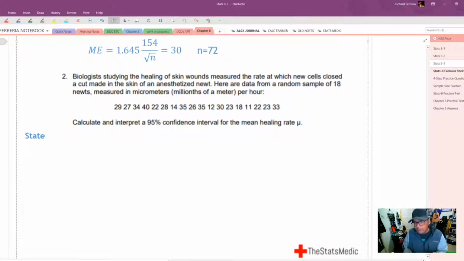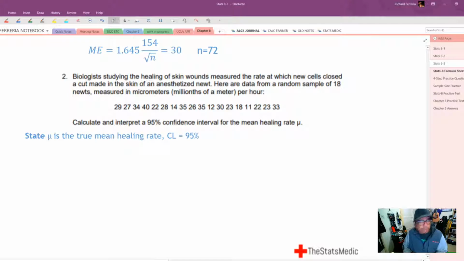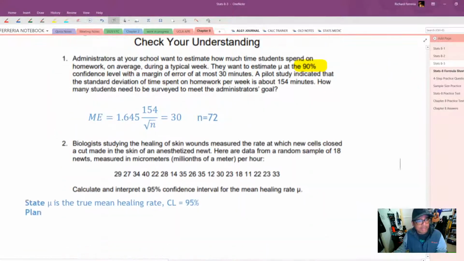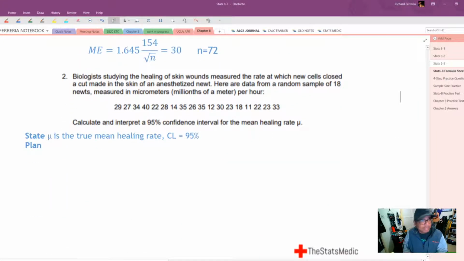So the first part here is state. So mu is the true mean healing rate, and CL, or confidence level, is 95%. Next part is plan. And that is, let's refresh our memory. In the plan part, we need the name and then the conditions. So the name of this is going to be a 1-sample t interval for mu. Remember, it's a t interval because we're computing mu.